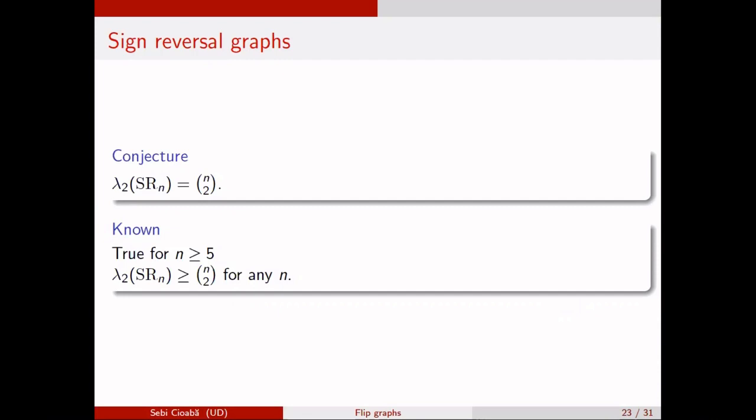And from computation, it looked like, that's clearly a mistake there, it's n less than or equal to 5. So if it's true for n greater or equal to 5, we're done. So we conjecture that the second eigenvalue of this graph is n choose 2. Of course, you can prove that it is at least n choose 2 because it's in the spectrum, but proving that it is at most that, at least we haven't been able to do it. And the proof that Chang and Tobin did for the reversal graph doesn't translate immediately to the sign reversal graph. So yeah, that's a spectral graph theory conjecture for you.